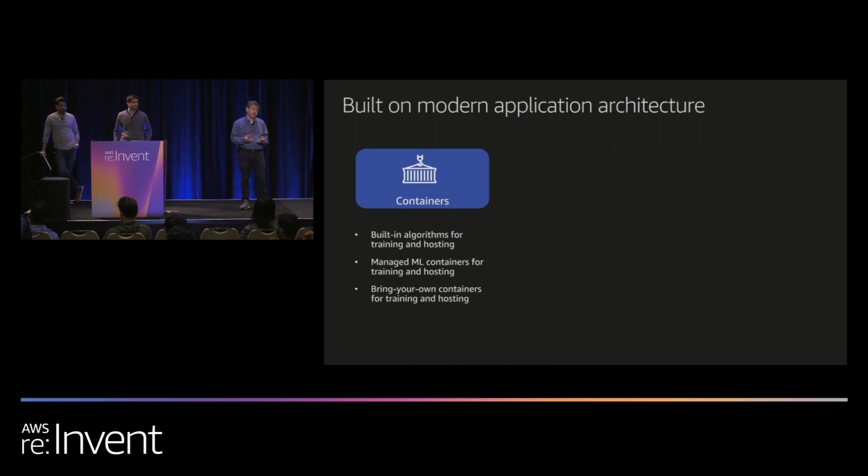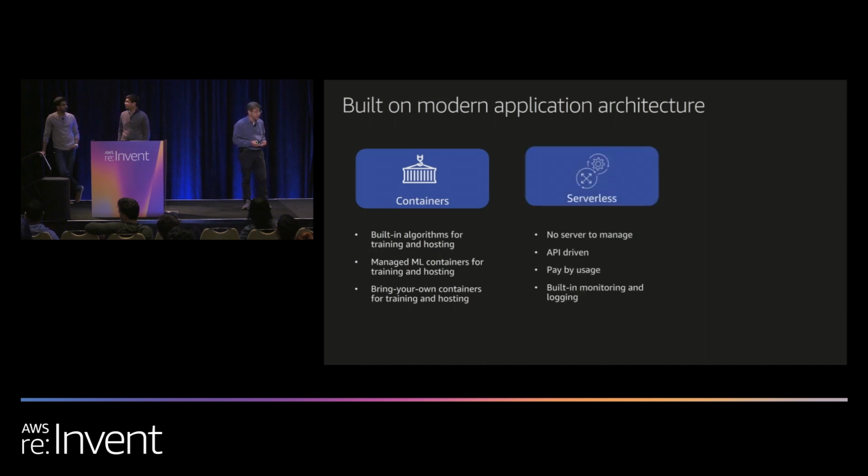For example, its 17 built-in algorithms are packaged as Docker images that you can use to train and host your model very, very quickly. There's also a list of managed machine learning containers for you to train and host your custom model for frameworks such as TensorFlow, MXNet, or PyTorch. You also have the option to bring your own containers to train and host your machine learning model.